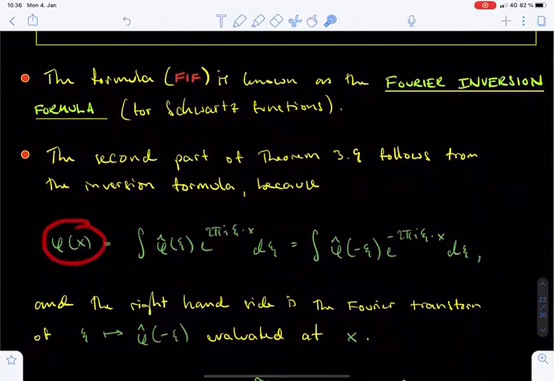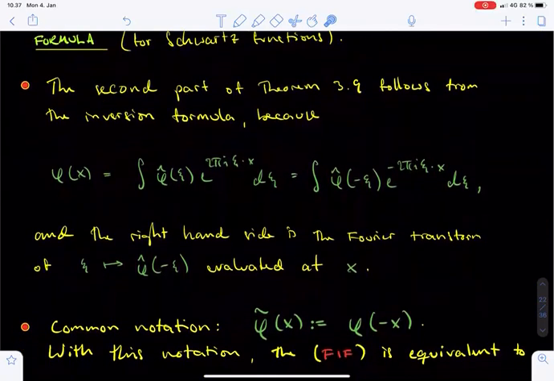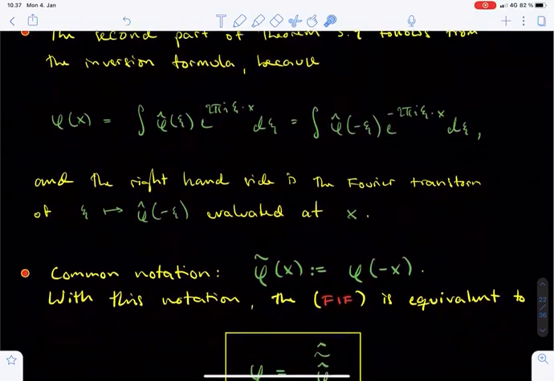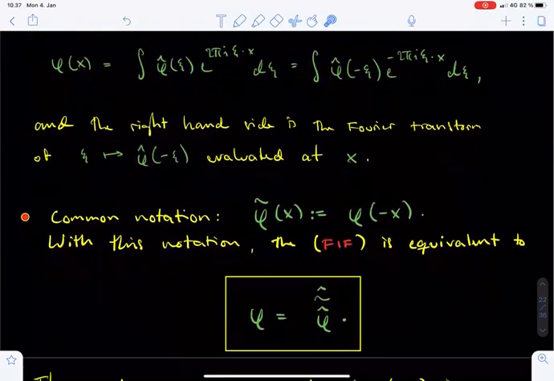Indeed, by the formula, phi of x equals the integral of hat phi xi times e to the power 2 pi i xi dot x d xi. Then, after a change of variable from xi to minus xi, this integral can be rewritten as the integral over xi of hat phi at minus xi times e to the power minus 2 pi i xi dot x d xi. This second expression equals the Fourier transform of the Schwarz function xi maps to hat phi minus xi evaluated at x. This is exactly what the second part of Theorem 3.9 claimed.